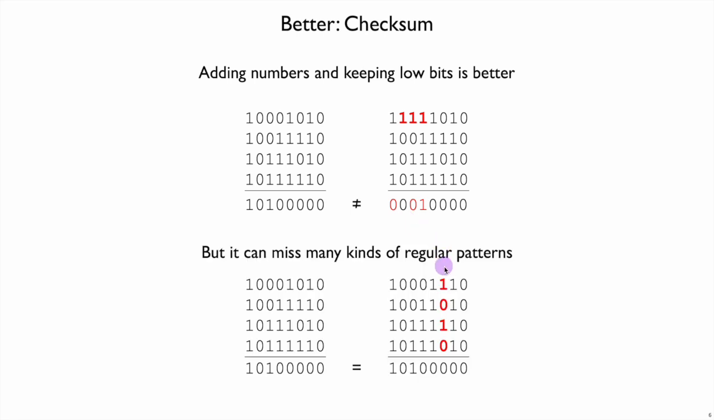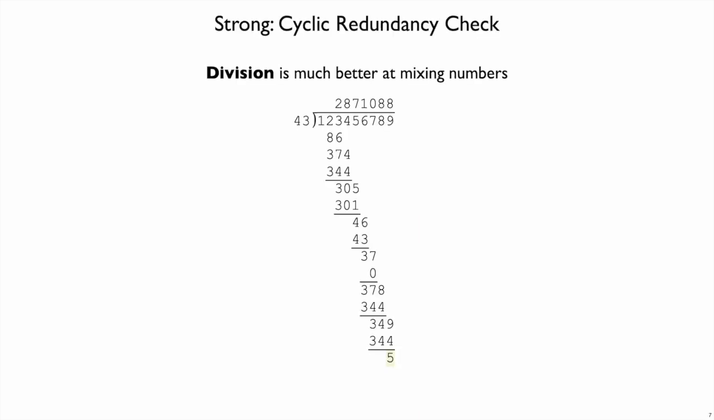Often the thing that goes wrong is a kind of regular pattern where bits get flipped, and if that happens to line up with how many bits are adding up at the same time, then again you will not detect it. And it turns out in the link to physical transition, it's worth spending some effort to do better than this. The key to better checking is getting more mixing among the bits that may or may not have gotten flipped. And an operation that's good at mixing those bits is division.